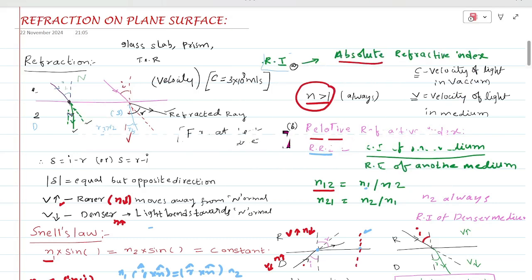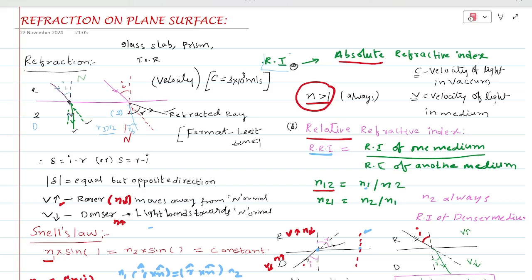So under this refraction at a plane surface, I hope my audio is audible. In this video, I will first explain glass slab applications and discuss T.I.R. Refraction of a prism, which is refraction on an inclined surface, we can discuss. Refraction at a curved surface I already covered in one video, so again I will discuss some points about the curved surface.